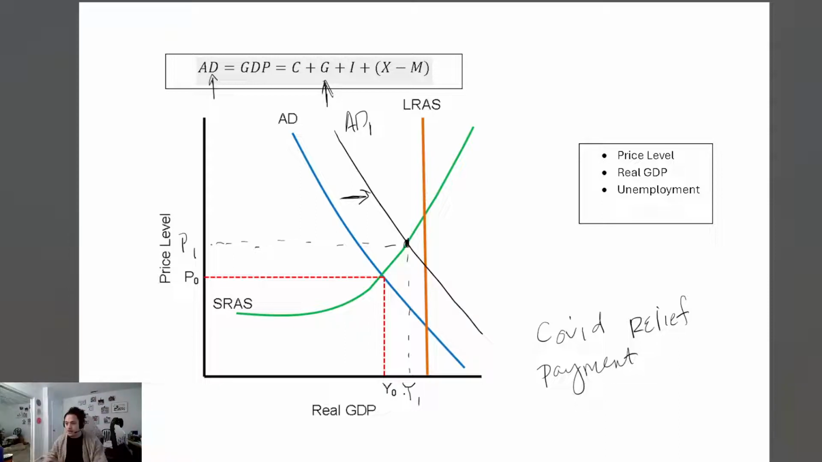And so, what's the impact on my three major macro indicators? The first two are easy. We've increased the price level from P0 to P1, so we're going to have to give up a little bit of inflation when we stimulate the economy like this. And we saw this following the stimulus checks. We're also going to increase output.